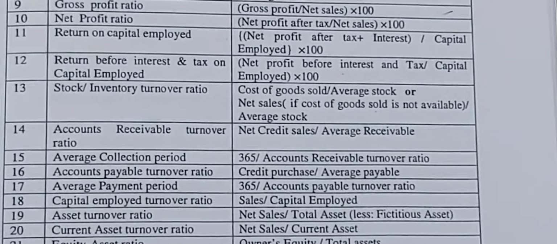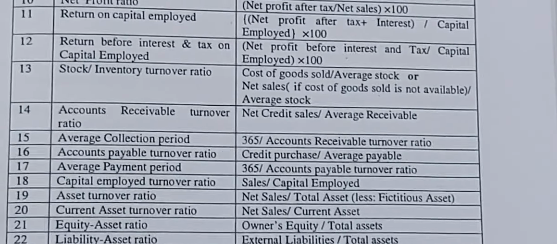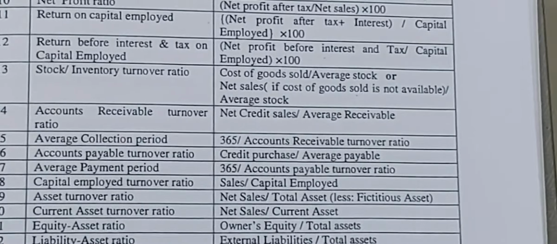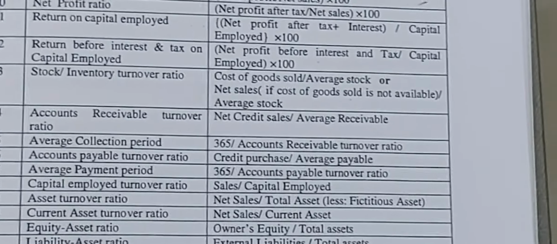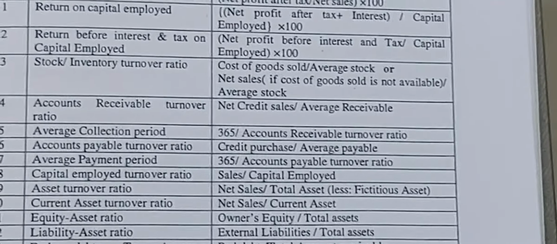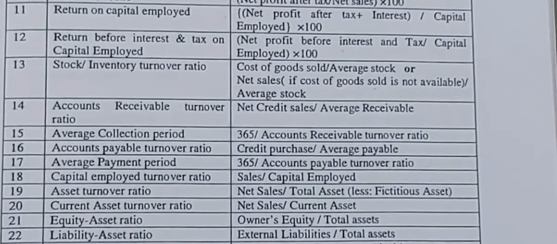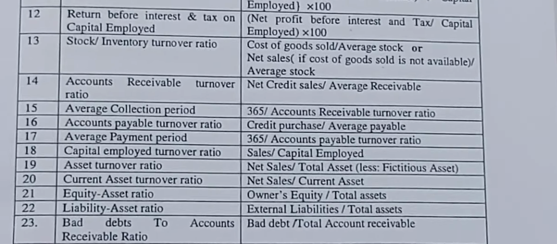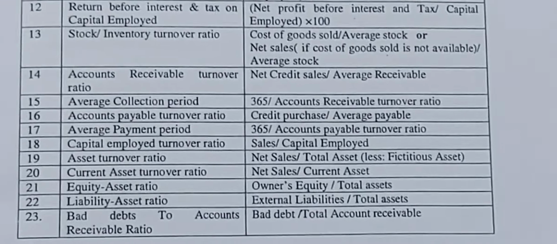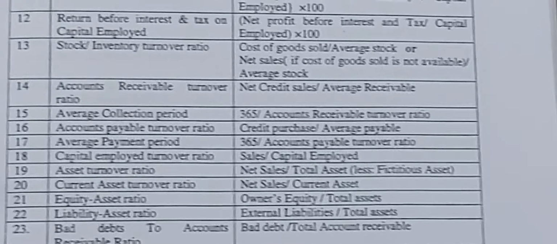Number 20, current assets turnover ratio: net sales divided by current assets. 21, equity assets ratio: owner's equity divided by total assets except fictitious asset. Liability assets ratio: external liability divided by total assets. This is the last one for this ratio. Bad debt to accounts receivable ratio is equal to bad debt divided by accounts receivable.